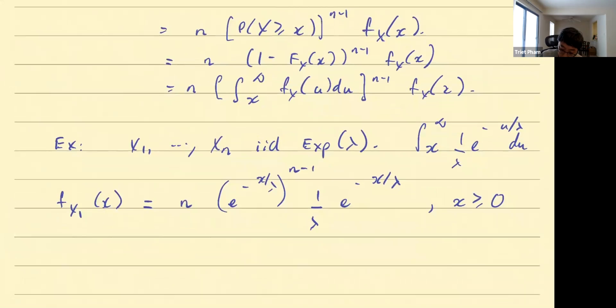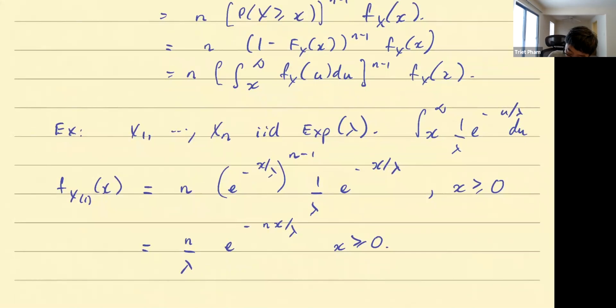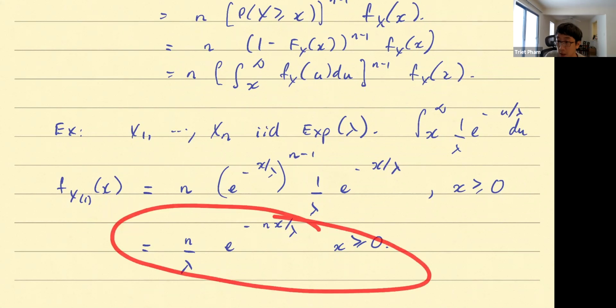All right, let's clean this up a little bit. This is n over lambda. Notice this guy and this guy are the same, and this is just n minus 1. So you got e to minus nx over lambda, x non-negative. Oh, and by the way, I violated my notation, right? This is x1, the minimum, not the first value of the sample, the minimum. Okay. Any question here? And also, do you observe anything special here?